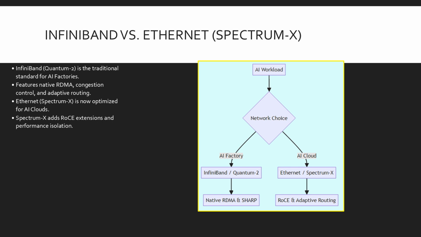This decision tree helps you choose. For pure maximum performance AI factories, the path leads to InfiniBand with native RDMA and SHARP. For multi-tenant AI clouds, where Ethernet compatibility is key, the path leads to Spectrum-X, which layers performance features like RoCE and adaptive routing on top of standard Ethernet.